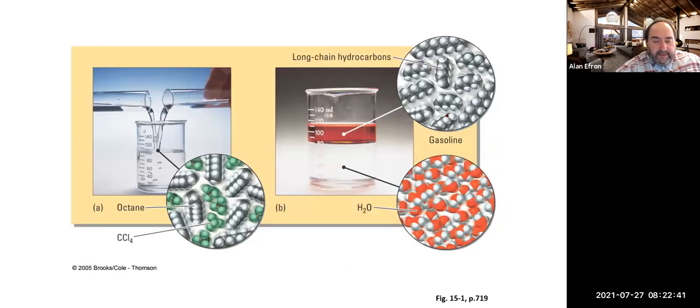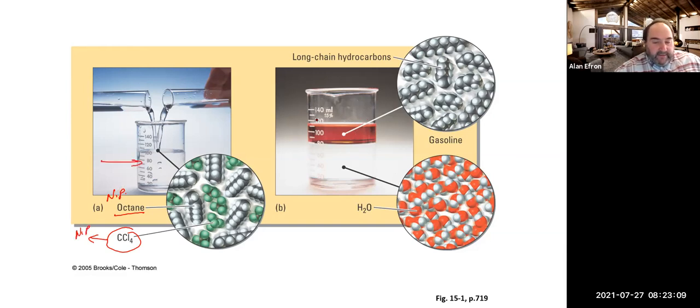Again, here is just a picture of two different things. Here we do see some mixing, and I believe this is octane and carbon tetrachloride. Octane is basically 8 carbons all bound together with hydrogens, definitely nonpolar. As we talked about the other day as well, carbon tetrachloride has a symmetrical geometry, also nonpolar, and as you can see, they mix really well here.